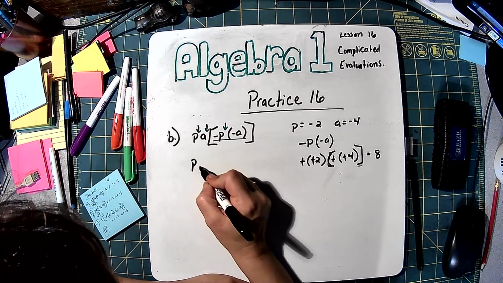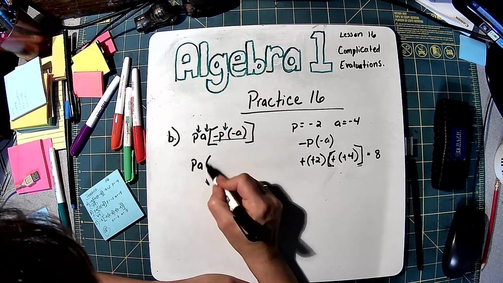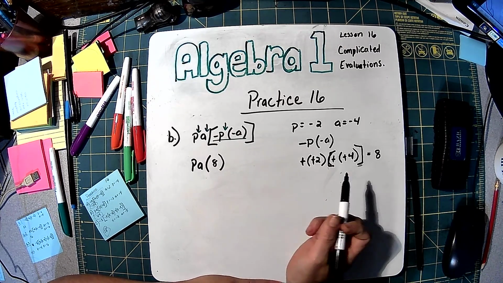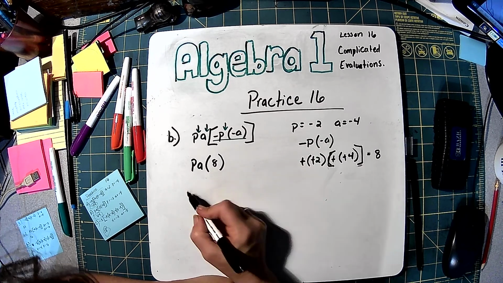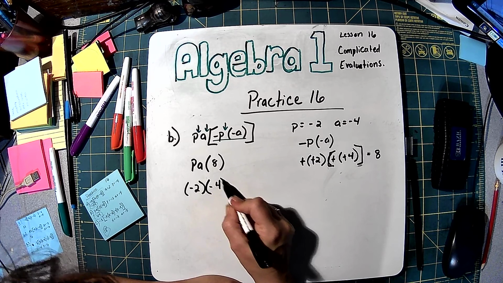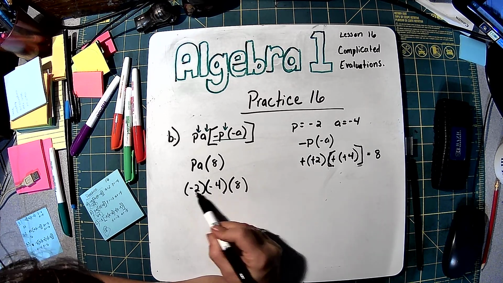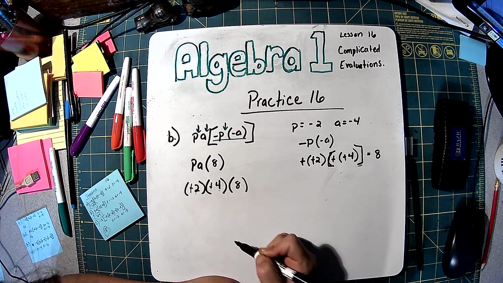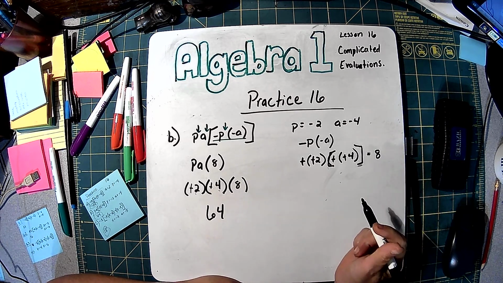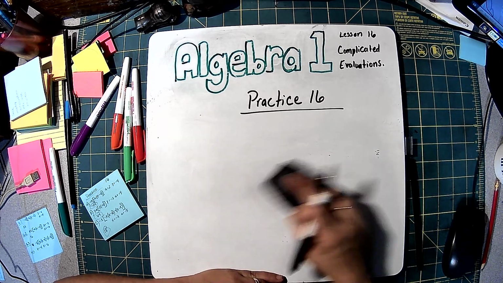So we've got P, A, and we can just turn that back into parentheses, times 8. Alright, so now all three of these are multiplication, so I'm just going to copy this down. P would be negative 2, A would be negative 4, and then we've got 8. 2 times 4 would be 8. These both are negative, so they cancel, so that's positive 8. 8 times 8 is 64. So that one's positive 64. That one's a little more complicated. Alright, let's try C.